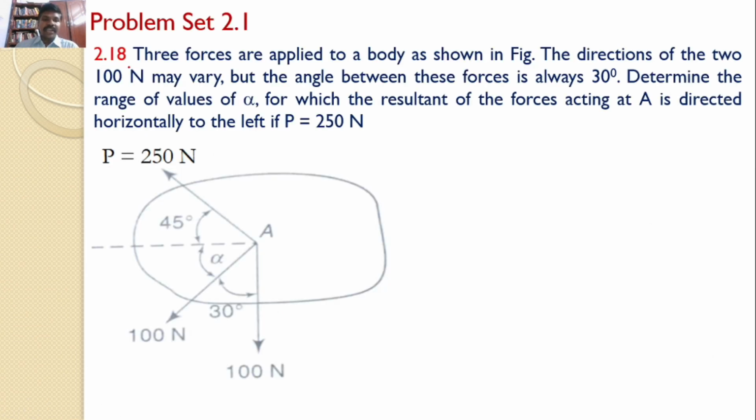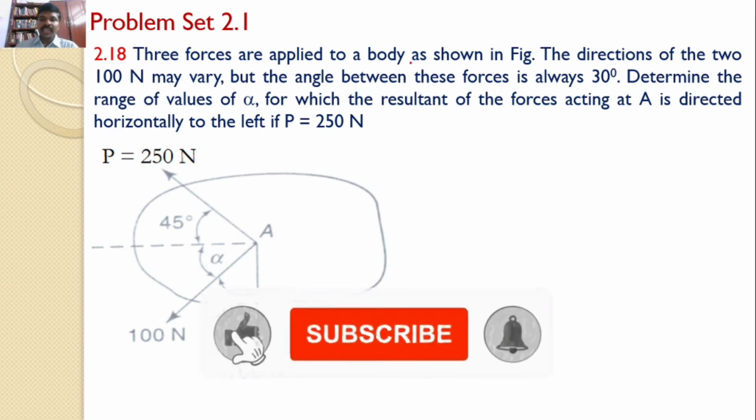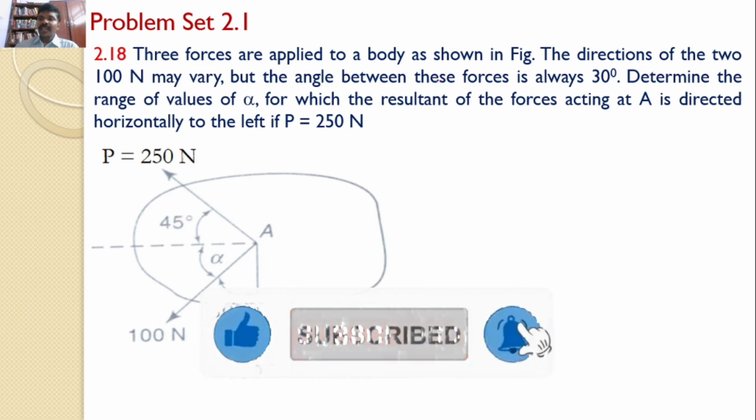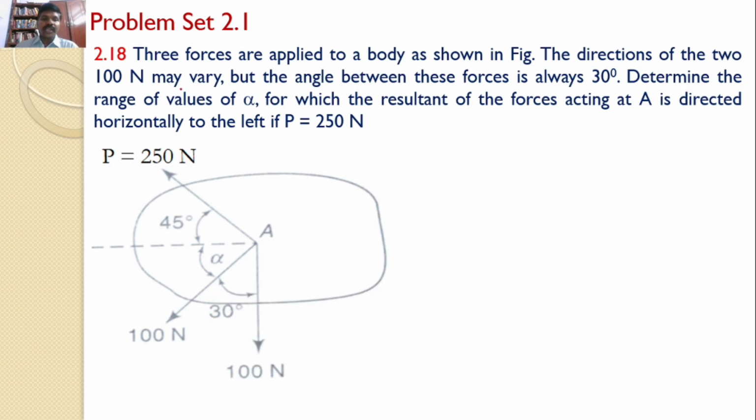Problem number 2.18. Three forces are applied to a body as shown in the figure. The directions of the 200 newtons may vary, but the angle between these forces is always 30 degrees. Determine the range of values of alpha for which the resultant of the forces acting at A is directed horizontally to the left if P is equal to 250 newtons.